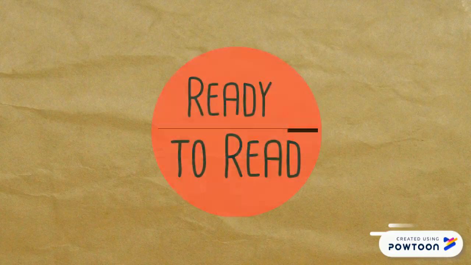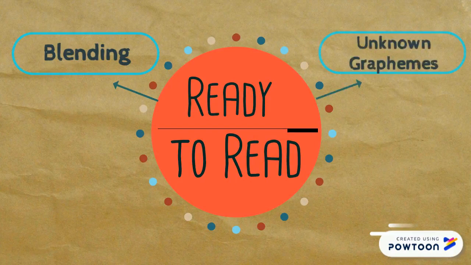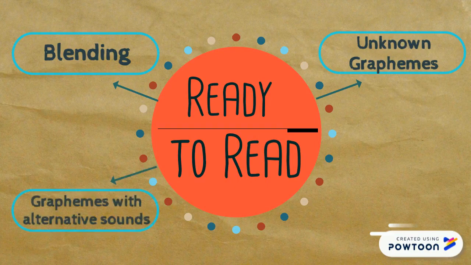You are ready to start reading with your child. Whenever your child gets stuck, you can help with blending. For example, finger. Unknown graphemes. Graphemes that children have read as an alternative sound, such as ow as in cow, instead of o as in bow, and tricky words.